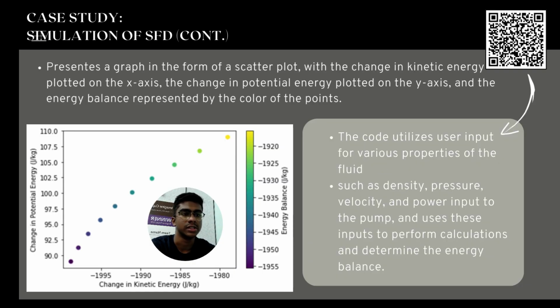Our code also presents a graph in the form of a scatter plot, with the change in kinetic energy plotted on the x-axis and the change in potential energy plotted on the y-axis. The energy balance is represented by the colors of the points.